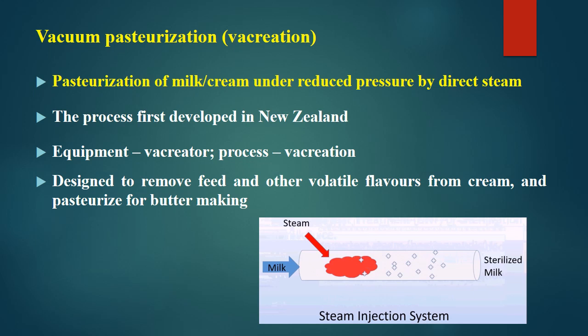So the process was first developed in New Zealand. And here the specific equipment used is called a vacreator, and the process is called vacreation. So this is designed to remove feed and other volatile flavors from cream, and that cream is used for making butter. So this is a different method of pasteurization called vacreation or vacuum pasteurization.